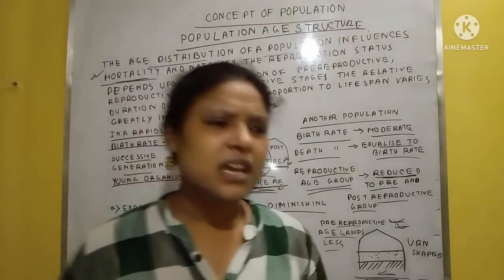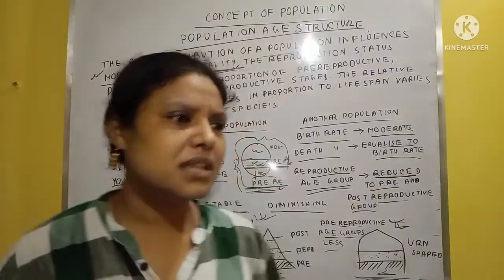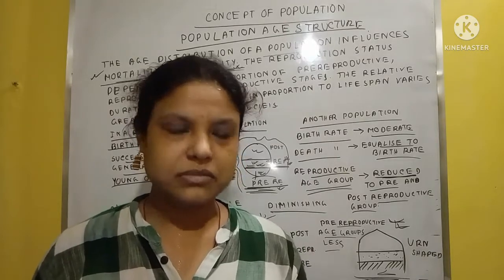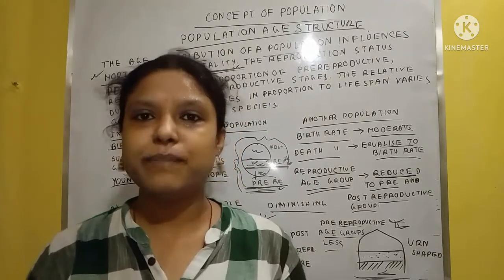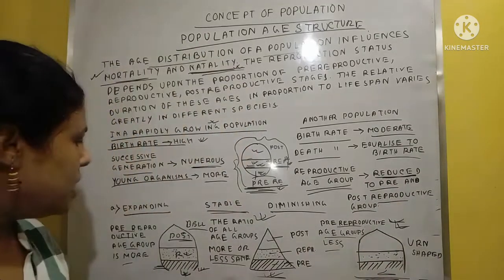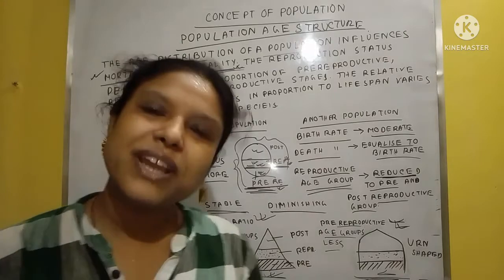It is a very easy explanation, because age structure is not so tough a thing to understand. It's totally dependent on the three groups. You just learn it with this rough structure, and you can easily understand.